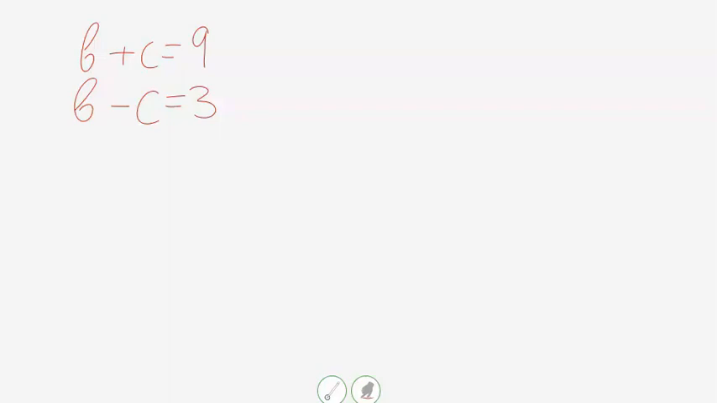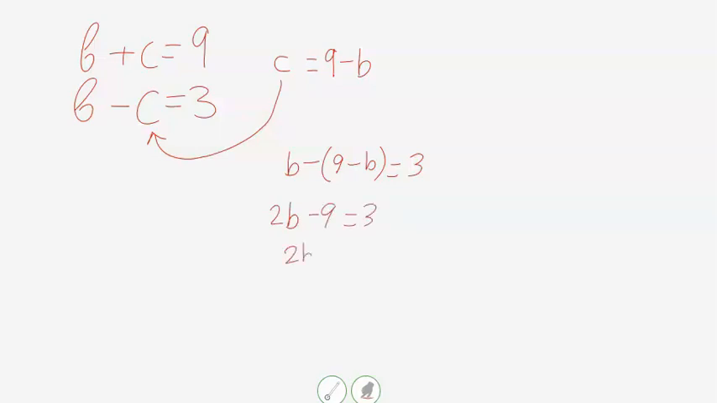So I'm going to use c and substitute everything for c. What I do is subtract b from both sides, so I'd have c equals 9 minus b. And then you just put it here, right? Yes. So you'd have b minus (9 minus b) equals 3. Okay, and then we can solve it for b. This would be 2b minus 9 equals 3, 2b equals 12, and b equals 6.